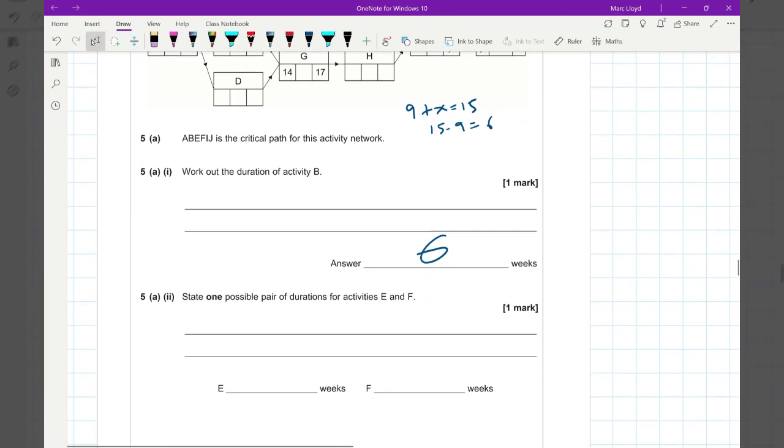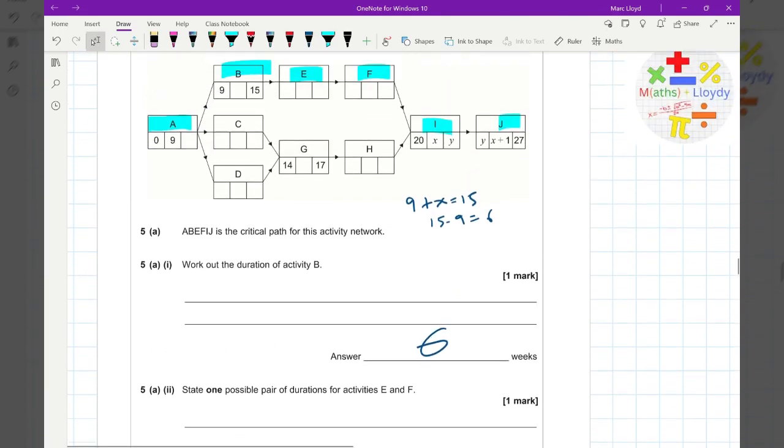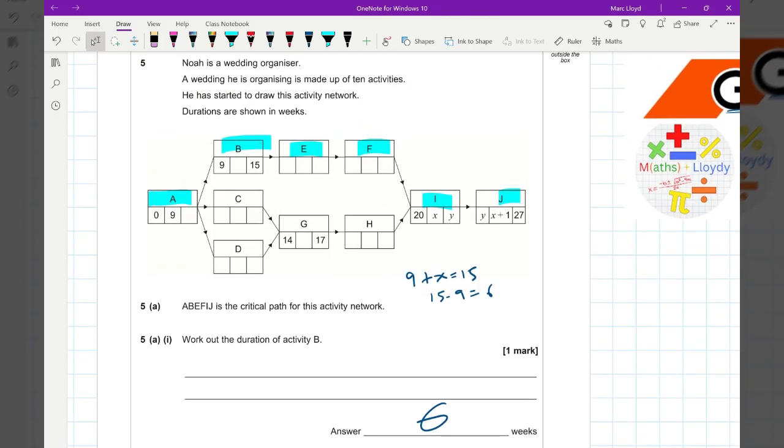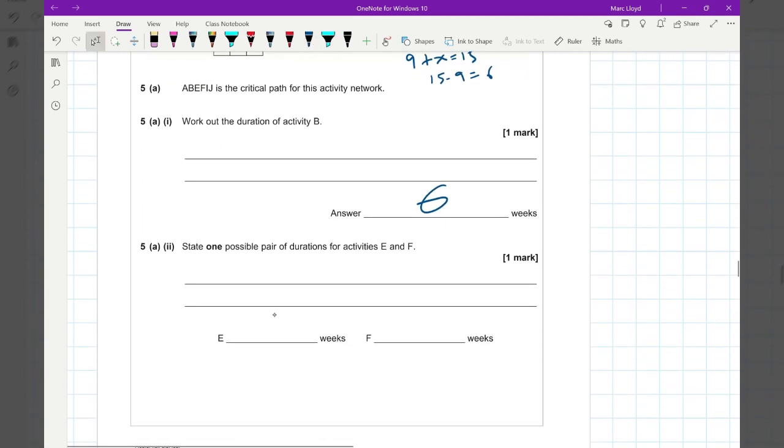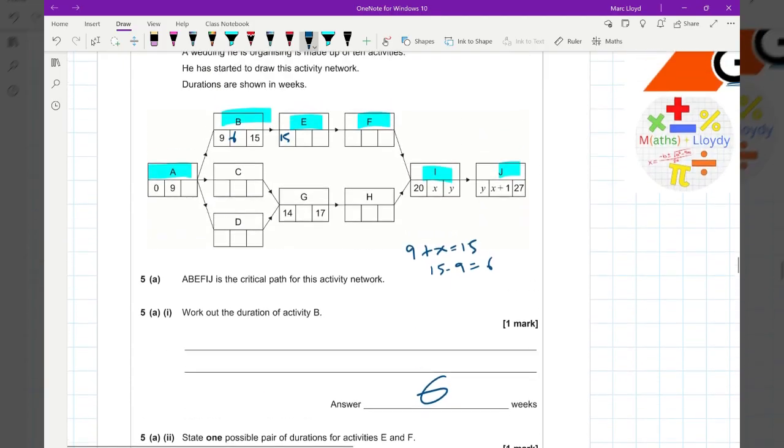State one possible pair of durations for activities E and F. So B will finish at 15, so the early time, let me just put 6 there. It's going to make 15. These two have to add up to make 5. So I'm going to have 2 and 3, or you could have 1 and 4, 3 and 2, 4 and 1.